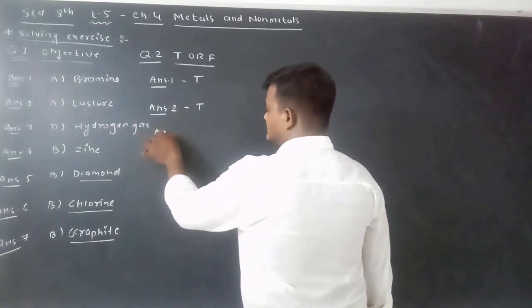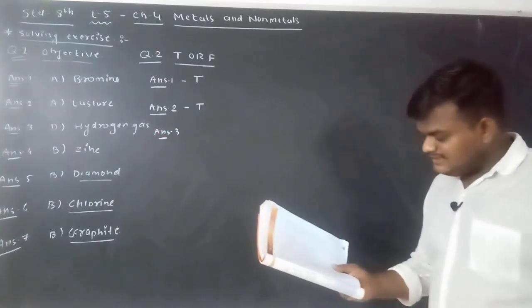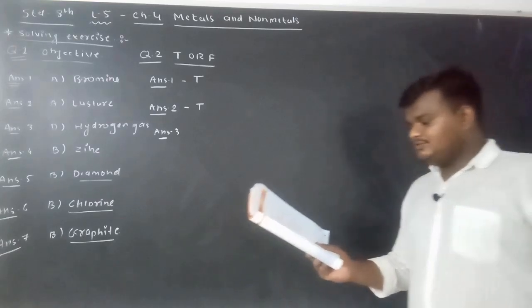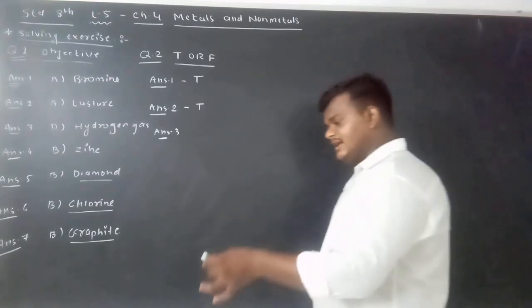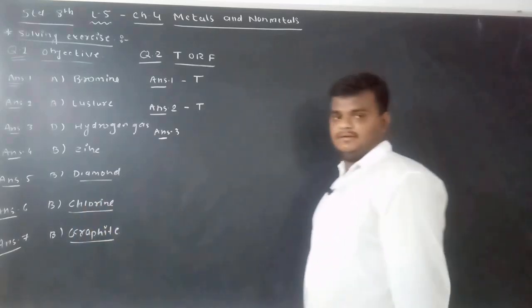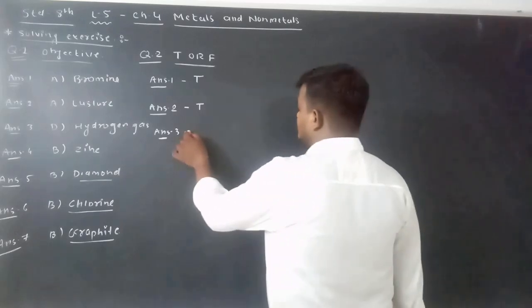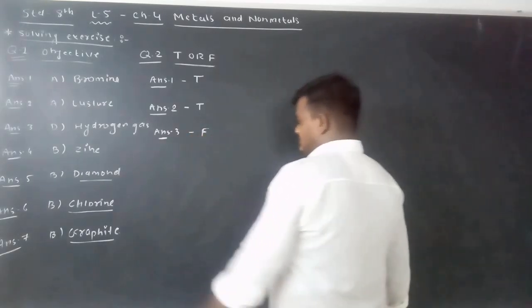What is given in question number 3? Copper reacts with dilute acids to produce hydrogen gas. No, copper is a very less reactive metal. It cannot produce hydrogen gas. So question number 3 is false.